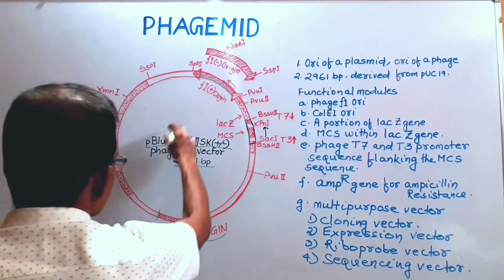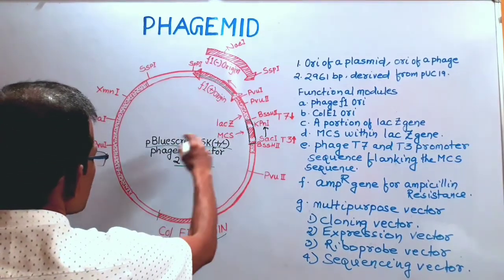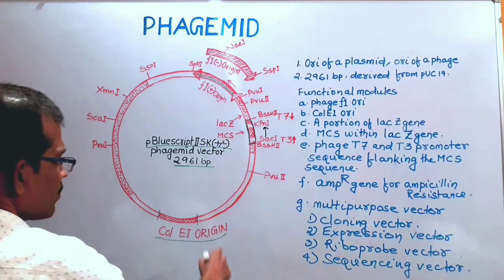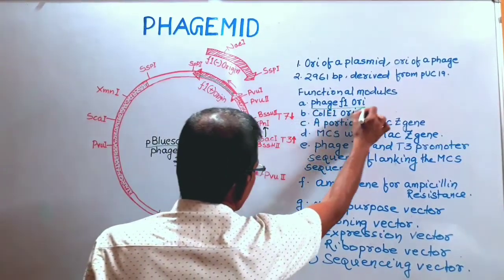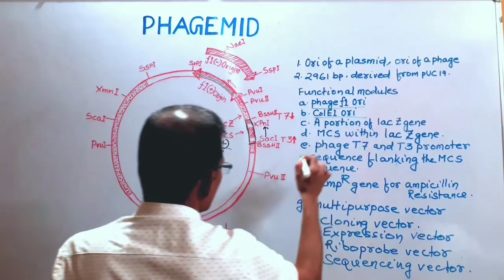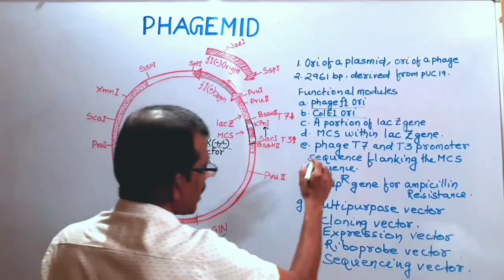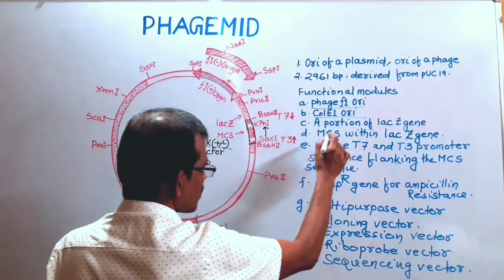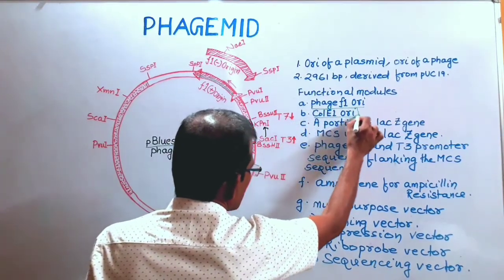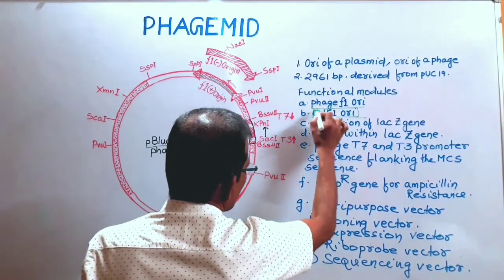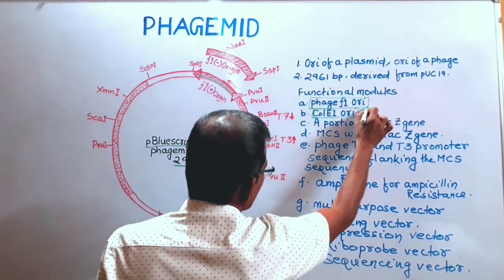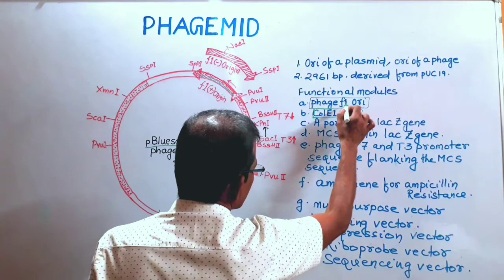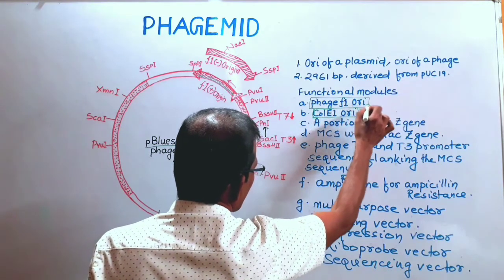So what are the functional modules that are present in a Phagemid? First is origin of replication. As you already know, all Phagemids contain two origins of replication. This origin of replication is from a plasmid, and this origin of replication is from a bacteriophage known as F1 phage.